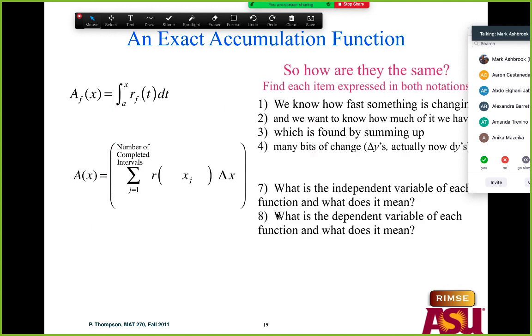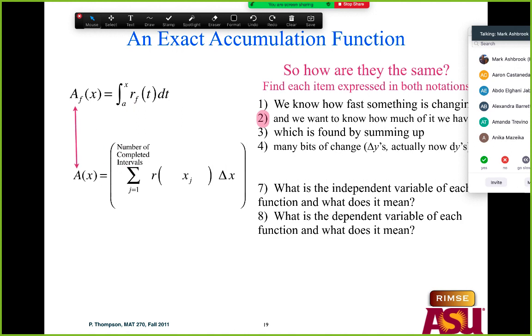So how are they the same? Where in both of these do we see how fast the quantity is changing? Rate, right? This is the exact rate of change, and this was our approximate rate of change. Where do we see how much of it we have in both of these? That's just the value of the function.